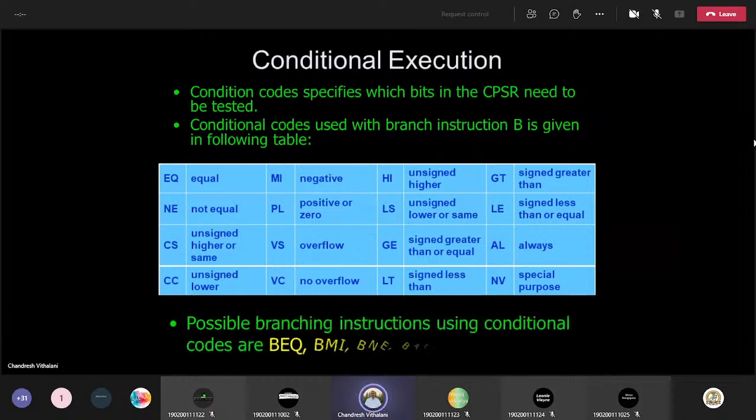Now this is very important. That is conditional execution. So all the instructions which we have studied, you can add condition code along with the instructions. So condition code specifies which bits in CPSR need to be tested. Condition codes used in branch instruction B are given in the following table.